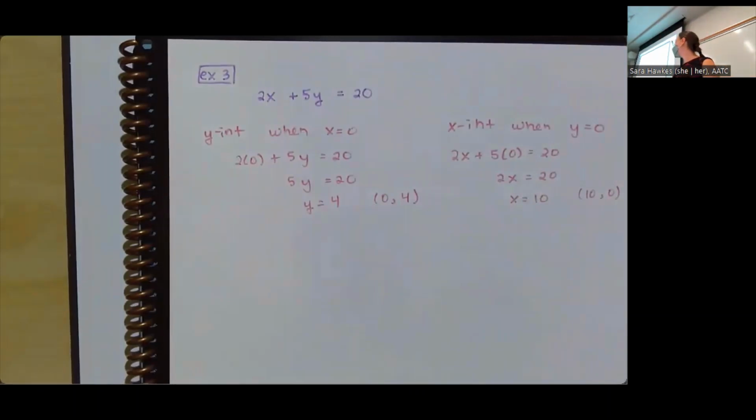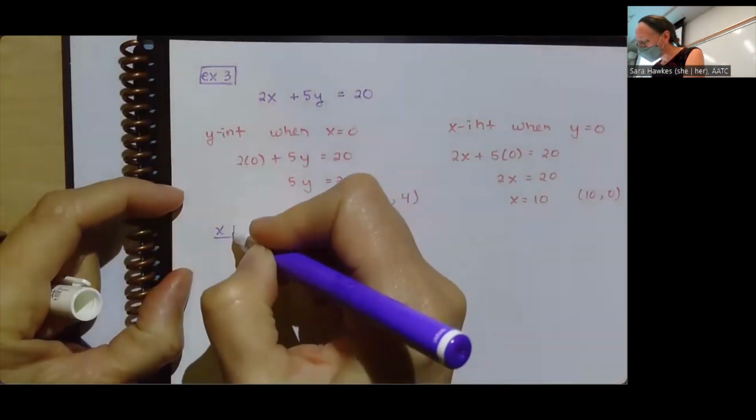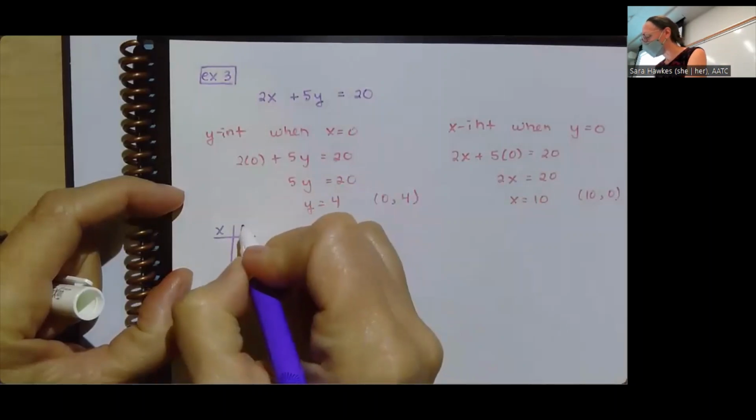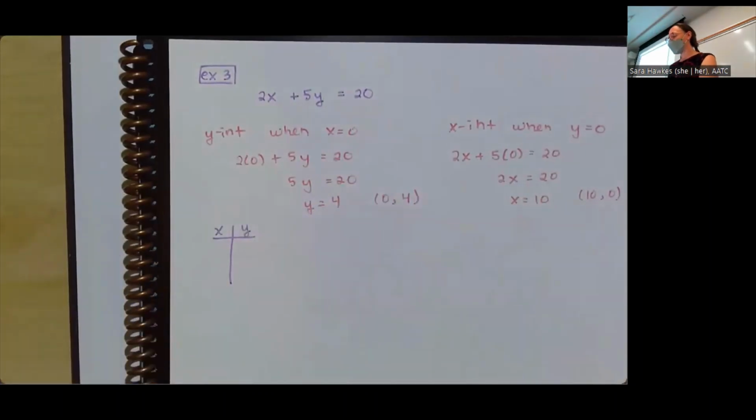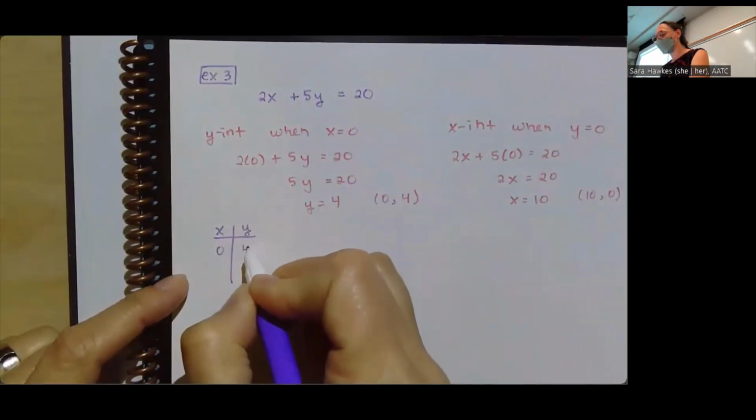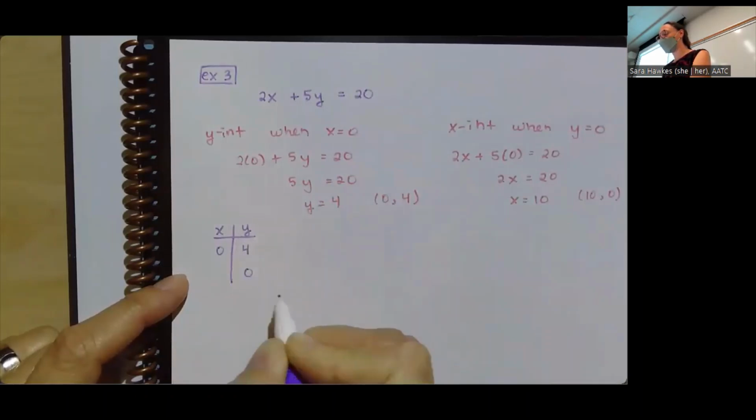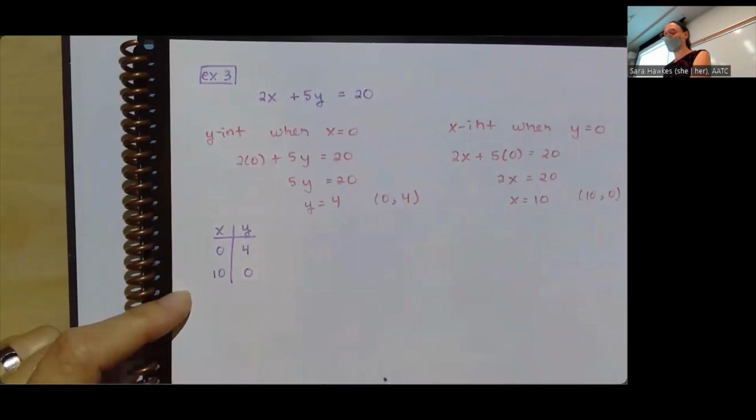By the way, another option for keeping track of plugging in points, something that you will be asked to do in the homework, is to organize these thoughts into a table. So if I make a table of the x values and the corresponding y values, when we plugged in 0 for x, the corresponding y value was 4. And when we plugged in 0 for y, the corresponding x value was 10.